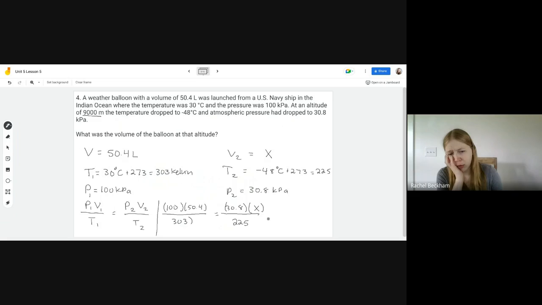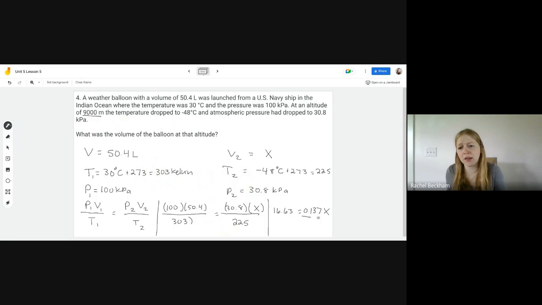You can do this multiple ways. I'm going to go ahead and simplify it and multiply everything on the left. So I'm going to do 100 times 50.4 divided by 303. And I get 16.63. That's everything multiplied and divided on the left. And then over here, I'm going to go ahead and simplify this. I'm going to do 30.8 divided by 225 to simplify that. Like this is divided by that, right? So 0.137x. Okay, so see, I just simplified my numbers.